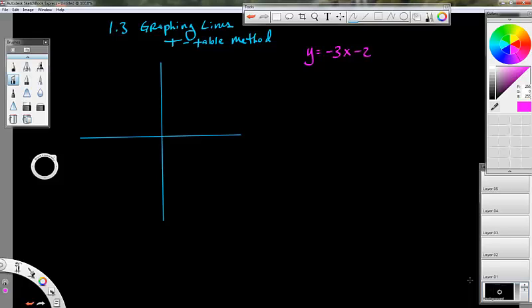Hello. Now we're going to do 1.3, and we're going to graph lines. And I'm going to show you a wide variety of methods. We already talked about the intercept method. Now we're going to do the t-table method, and this is straight out of Algebra 1.